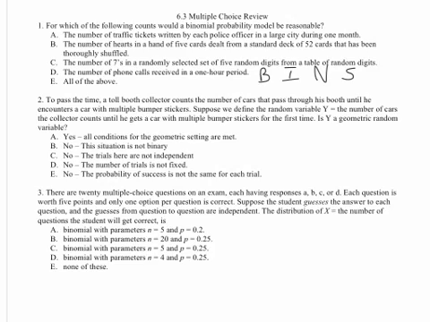Just starting to look at some of these at choice A. The number of traffic tickets written by each police officer in a large city during 1 month. That is not a fixed number of trials. We're not looking at something like, out of 50 tickets written by a police officer, what percent are a certain violation? That might be more binomial. But A is not binomial.